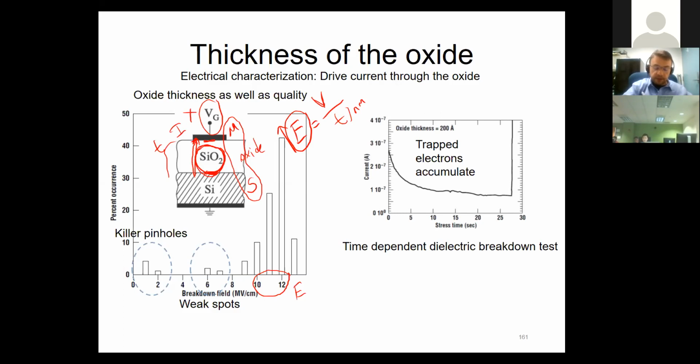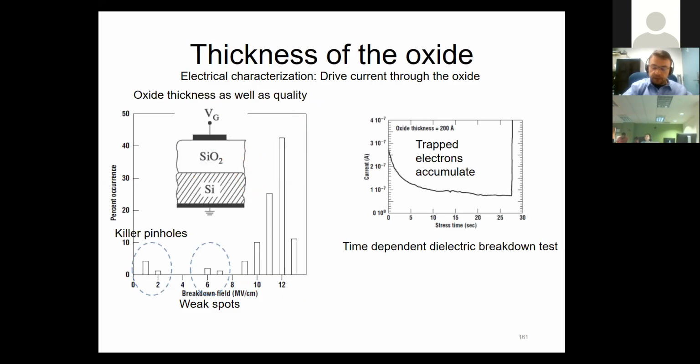Well, if we have defects here, they already get broken before even reaching that kind of an electric field. So those are going to be the defective oxides.